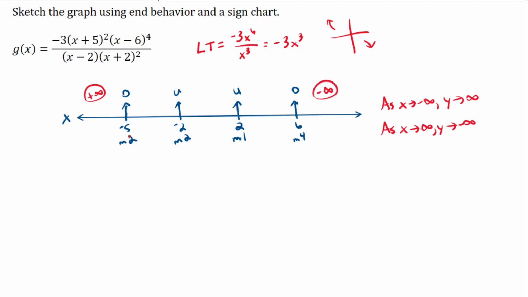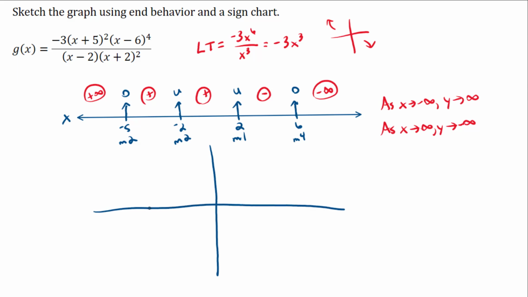All right, multiplicities are even, so we keep the same sign. Even again, still positive. Odd multiplicity, so the sign changes. Even multiplicity, so the sign stays the same. So the number line chart's done.